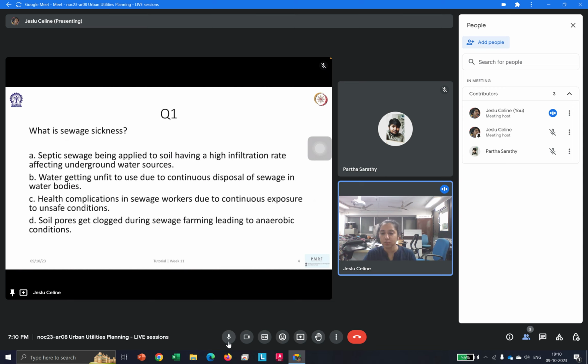Question one, what is sewage sickness? Option A, septic sewage being applied to soil having a high infiltration rate affecting groundwater sources. B, water getting unfit to use due to continuous disposal of sewage in water bodies. C, health complications in sewage workers due to continuous exposure to unsafe conditions. And D, soil pores get clogged during sewage farming, leading to anaerobic conditions.